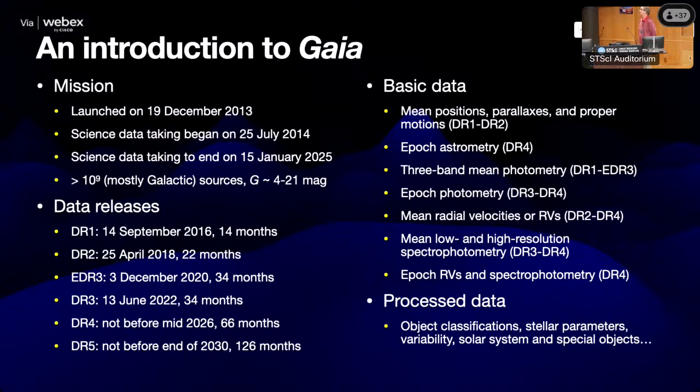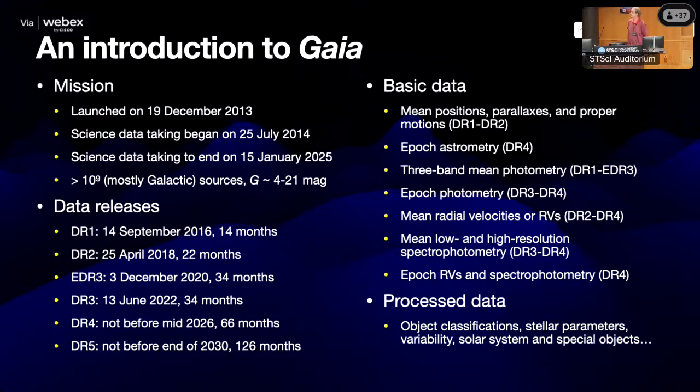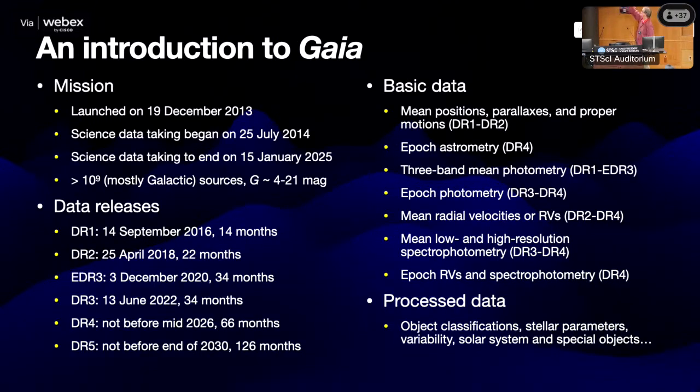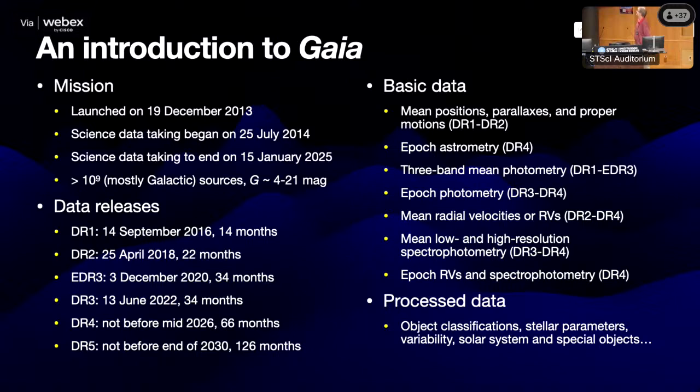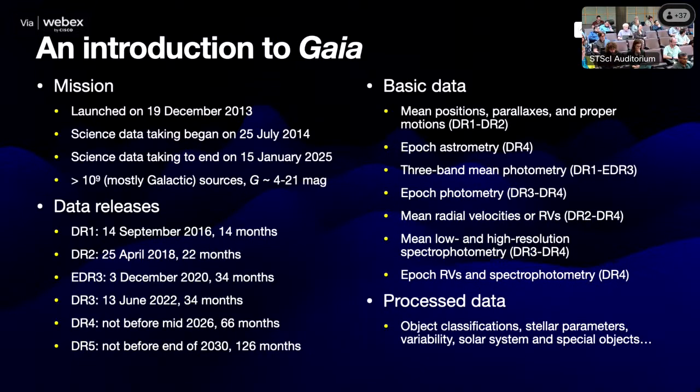And this is a summary of Gaia. It's lots of information, but basically the idea in Gaia is that it releases lots and lots of information in data releases. We are now at data release 3. There will be 5, and there is lots of data. What I'm going to be talking about is the basic data, which is three-band mean photometry. This started in data release 1, then data release 2, and there is data release 3, and there is lots of other data, but you don't need to know about those.